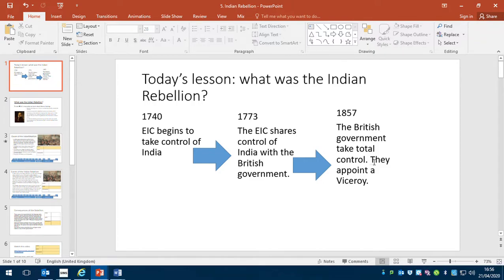And what they do is they appoint a viceroy. Now, a viceroy is the supreme leader who rules with the authority of the Queen. This is Queen Victoria at this point. We're going to have a look more at what a viceroy might mean later on.